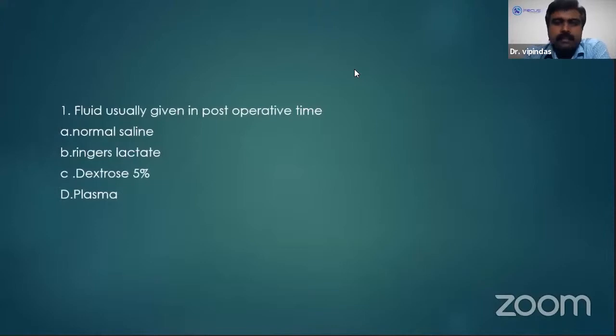That is normal saline. Okay, so here the answer is dextrose.